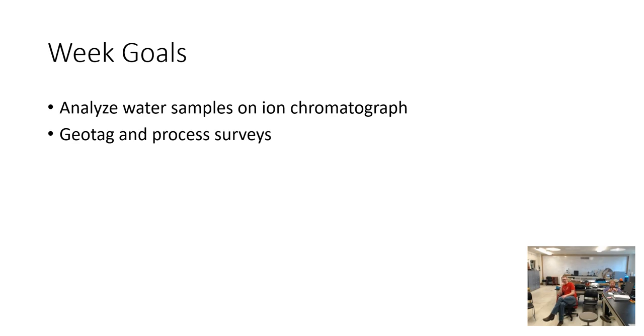That's right. My goals mainly this week, I was working on the ion chromatograph, which is measuring different dissolved ions in my water samples to try to get an idea of how much sewage contamination is in my water samples, basically. And then I'm also working on geotagging and processing the 8 surveys that I did. And last week, I was able to geotag the surveys within about 2 seconds of accuracy. So the geotag should be within 10 meters of accuracy horizontally.